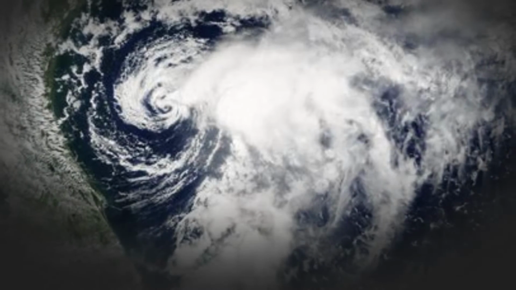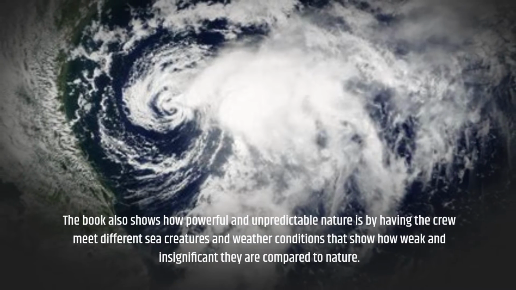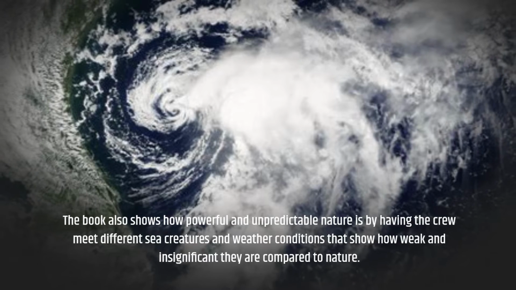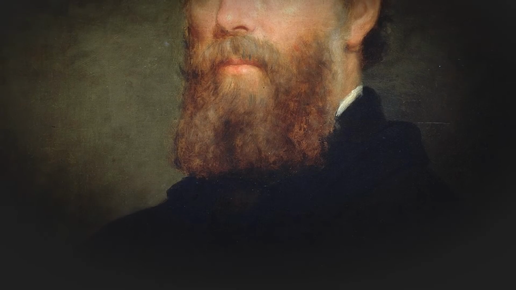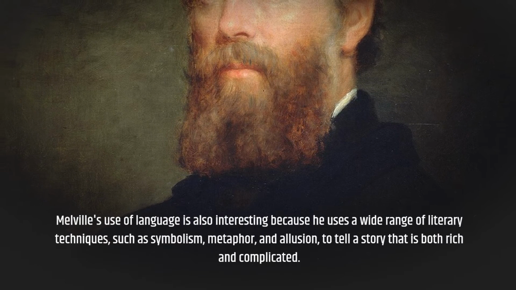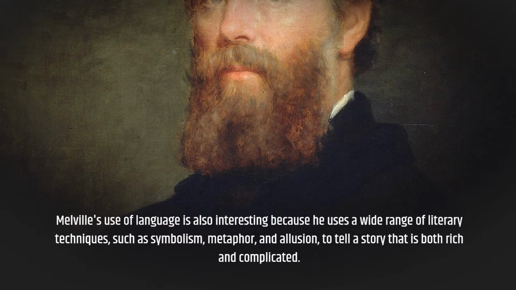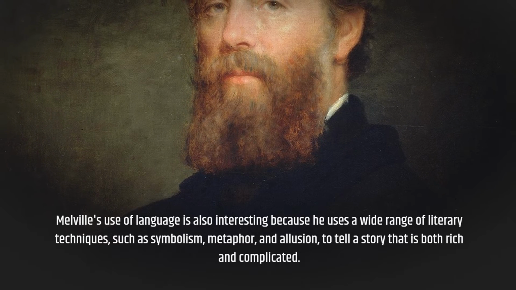The book also shows how powerful and unpredictable nature is by having the crew meet different sea creatures and weather conditions that show how weak and insignificant they are compared to nature. Melville's use of language is also interesting because he uses a wide range of literary techniques, such as symbolism, metaphor, and allusion, to tell a story that is both rich and complicated.